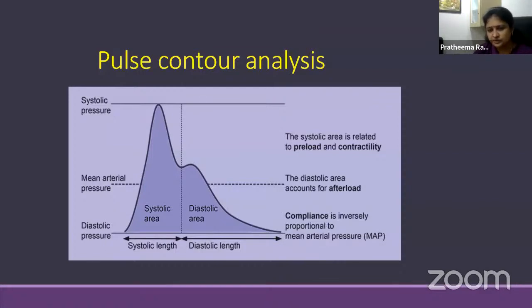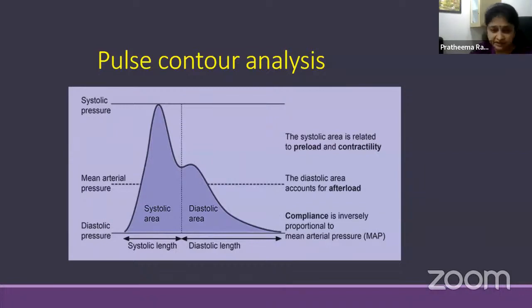If with a little volume the pressure is going to be very high, then it is bad. It should be proportional. Or if you give so much volume and there is only little increase in pressure, then that is also not going to help us. So we need to know the mean arterial pressure. This is the pulse contour analysis, and this is what all the monitors will look into and give a calculation.